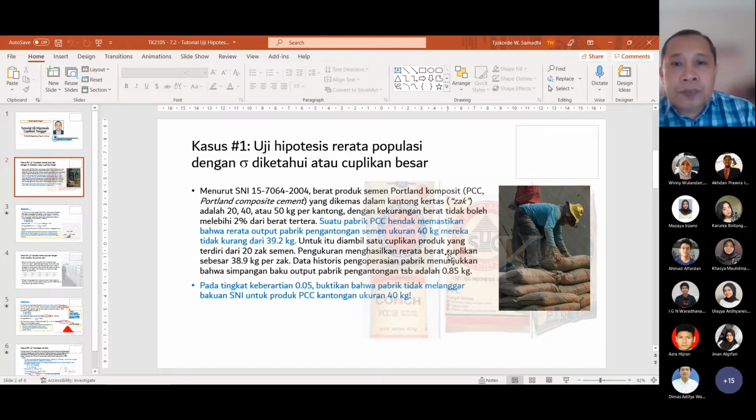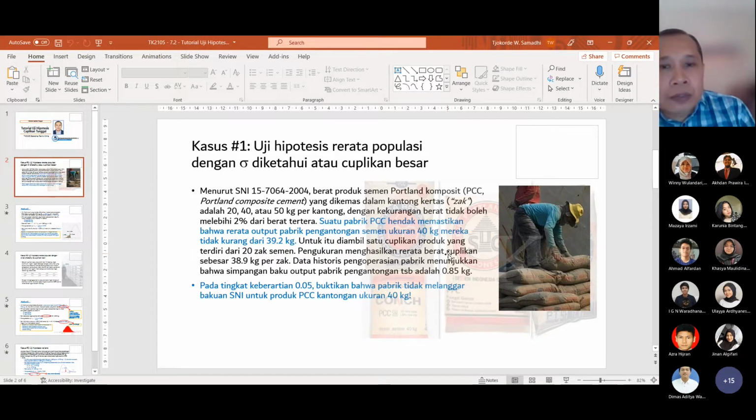And with the weight deficiency that must not exceed 2% from the stated weight. So, for example, if the sack is supposed to contain 20 kilogram of cement, then at a minimum it has to be 98% of that. So if it is below 98% times 20 kilogram, then it means it is a rejected product.